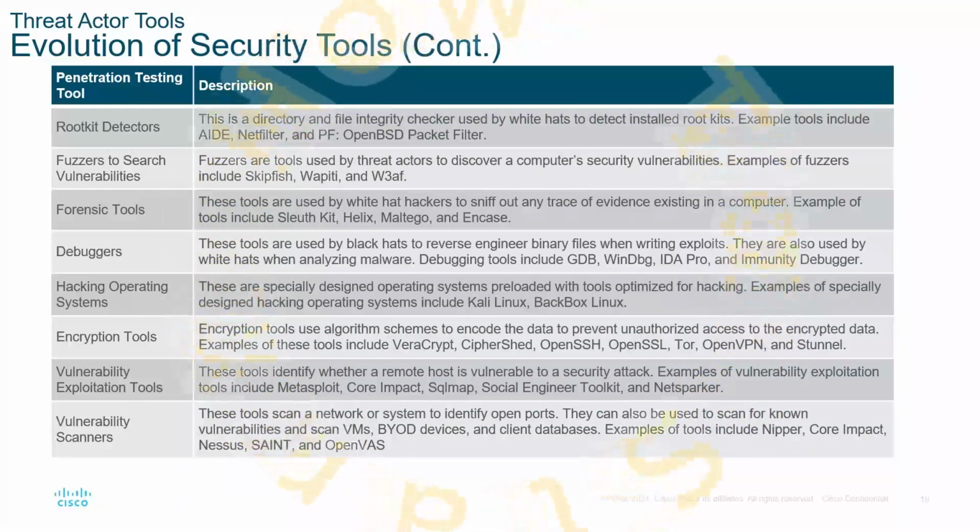Encryption tools are going to be like OpenSSH, OpenSSL, OpenVPN, which is not really an encryption tool, it's more of a VPN application, but VeraCrypt, CipherShed, all their encryption-based tools. Vulnerability exploitation type tools, Social Engineering Toolkit, SQLmap, those are the big two. Metasploit is probably the largest, and that's going to be the toolkit for exploiting vulnerabilities.